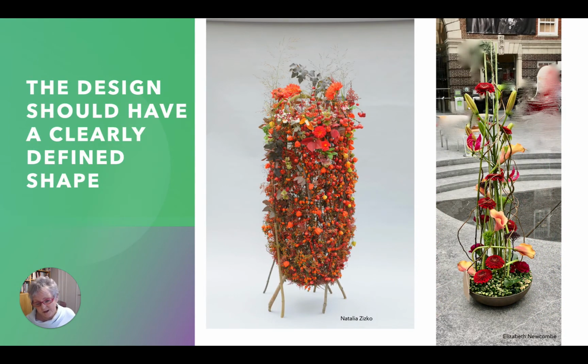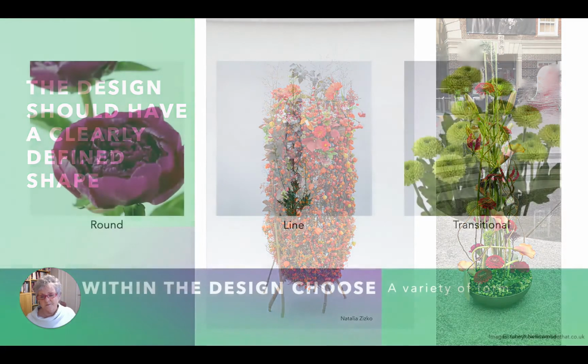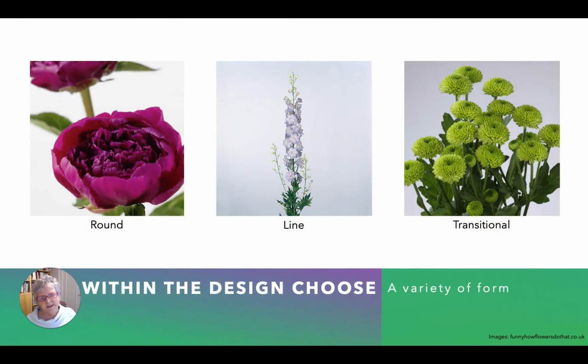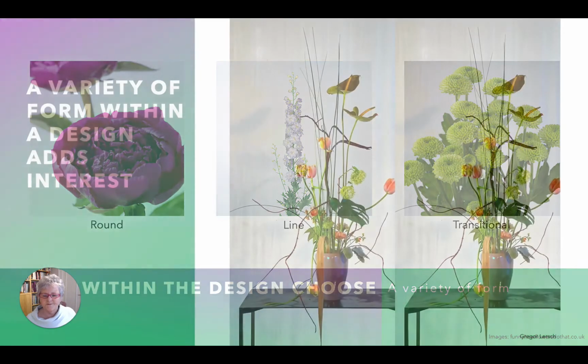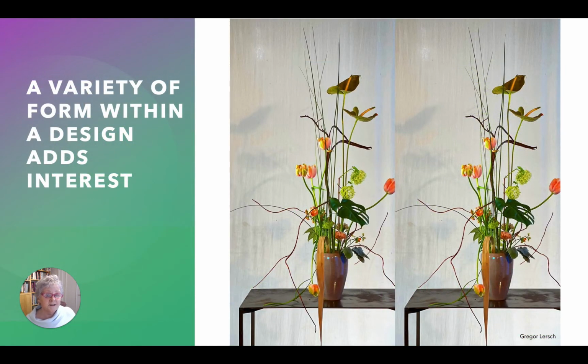And if we look at these 2 designs here, Natalia's very strong oval shape of outline and Elizabeth's an elongated triangle, much more curvaceous, but both great clearly defined shapes. And don't forget, make sure that you have a variety of form within your design, round, line and transitional. All round shapes used in a design can be quite static and rather boring. So a variety of form within a design adds interest.